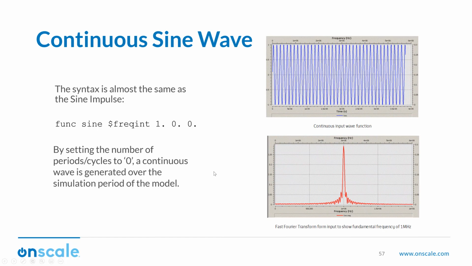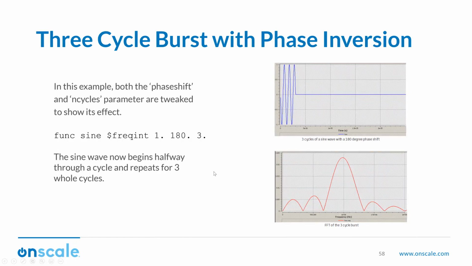Now let's look at another example, a 3-cycle burst with phase inversion. In this case, the phase inversion is here. I'm basically putting an angle of 180, and the phase has been inversed. So this is a phase shift. And I want 3 cycles, a 3-cycle burst, so I'm putting this number of cycles to 3. And this is what I'm getting. And if I look at the frequency response, I'm getting something like that.